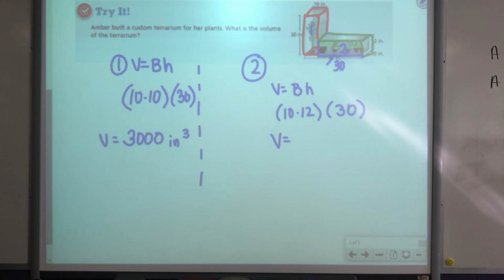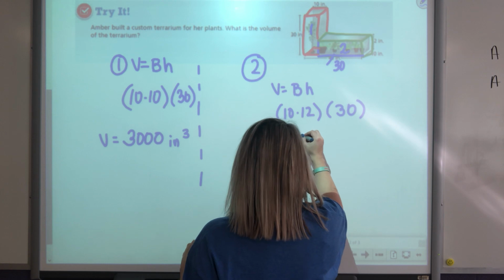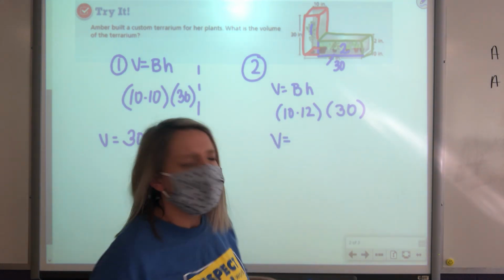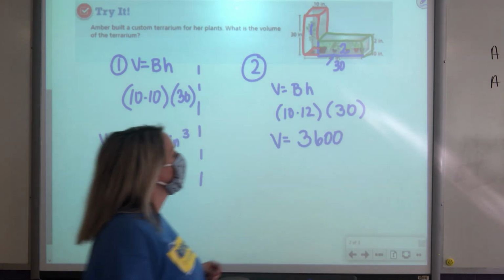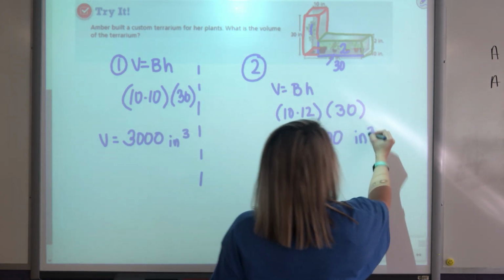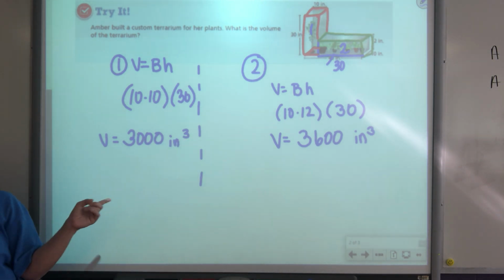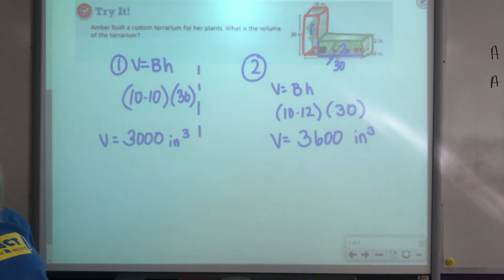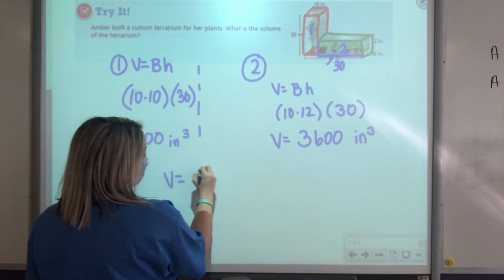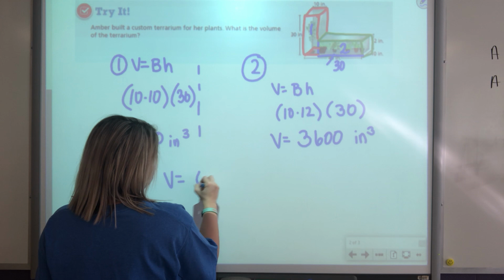So what's the volume of the second prism? Tay? Say it again. There you go. What am I going to do with those two? Very good. Anytime we have composite figures, we add our volumes together, just like we added our surface areas together yesterday. So our volume is 6,600 inches cubed.